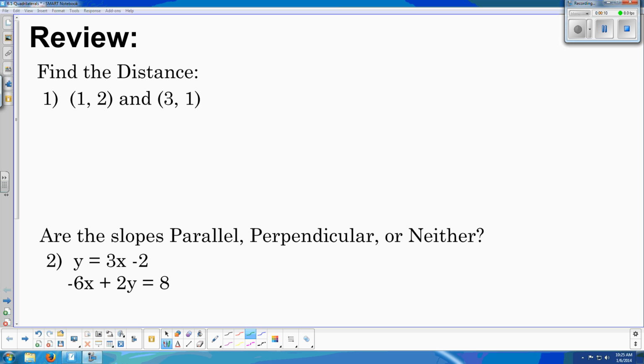Alright, first thing we're going to do is pause your computer, and I want you to do questions 1 and 2. They are review from last semester, so you should be able to do them. If you don't remember what the distance formula is, look it up in your book now before you have to do the problems.